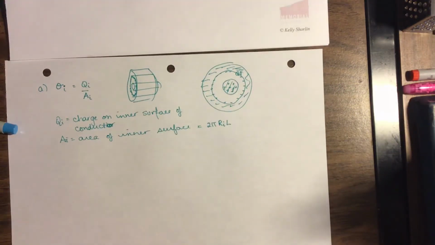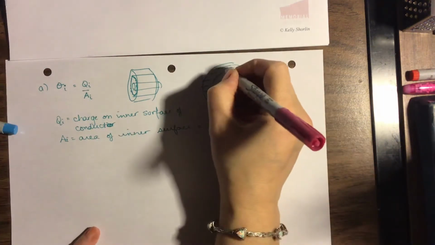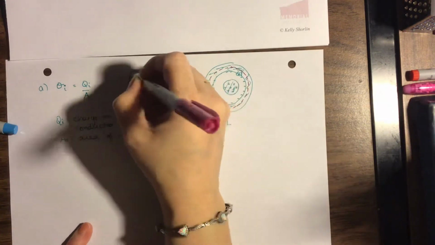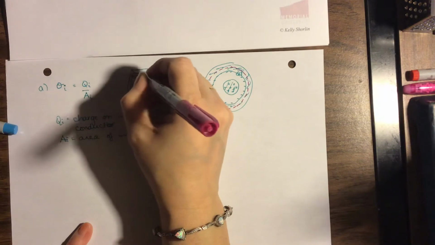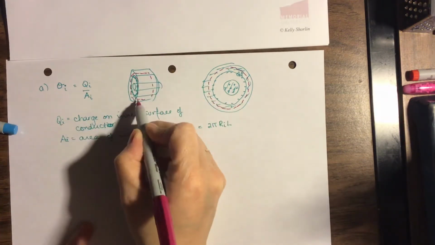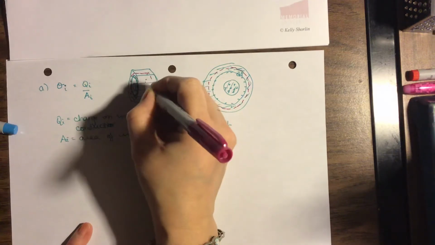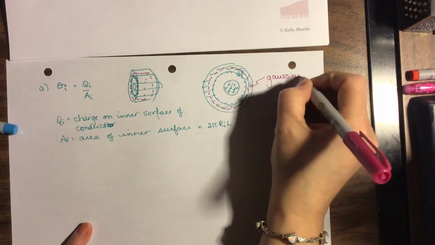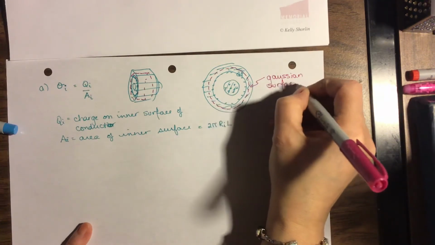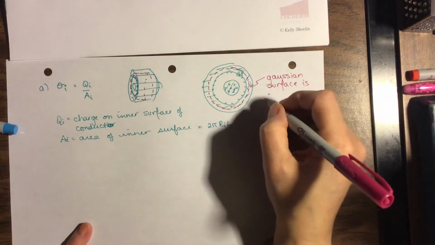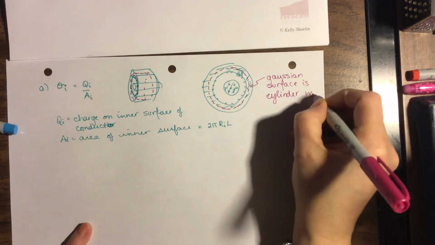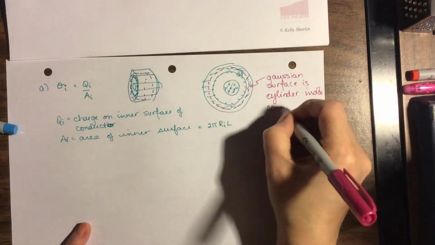So if we're going to solve this, let's draw a Gaussian surface inside the conducting shell. I'll draw that with a dotted line. So my Gaussian surface is going to be a cylinder completely within that conducting shell. Okay, there's my 3D version, there's my 2D version. Gaussian surface is a cylinder inside the conducting shell.